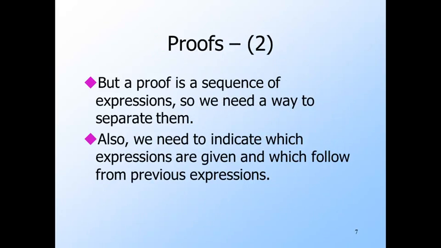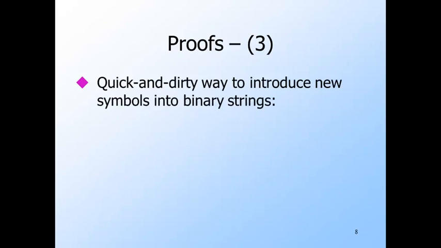There is again a small glitch. A proof is a sequence of expressions, not a single expression, so we need to fix on a way to separate a sequence of expressions. We also need to indicate whether an expression is given or follows from previous expressions. We thus need to introduce two new symbols into our strings. One is a comma to separate expressions. We can't just use the Unicode comma because the expressions themselves may use this symbol. The other is a marker that says, this is a given expression.